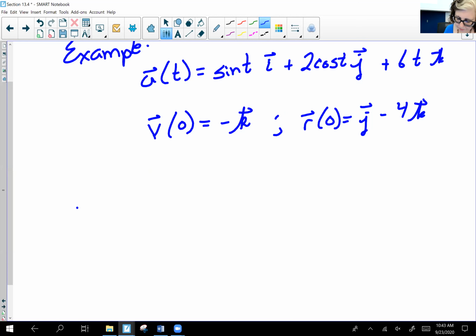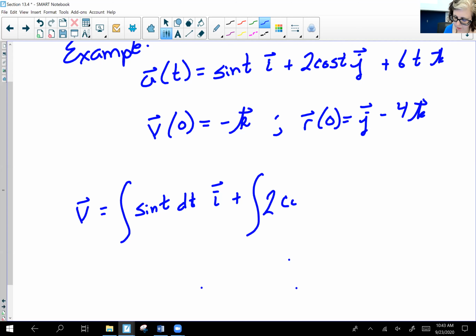So this is then going to be what? To find the velocity vector, we're going to have the integral of sine of t dt, that's my i component, plus the integral of 2 cosine of t dt, that's going to be my j component, plus the integral of 6t dt, and that's my k component.